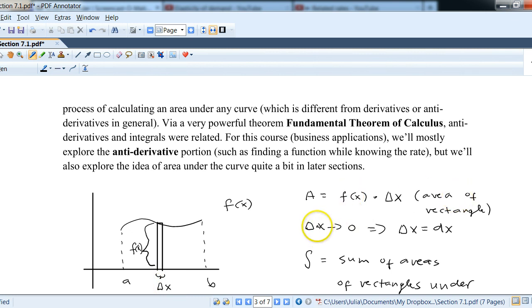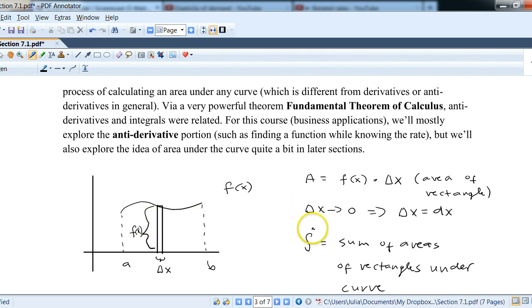Now, as delta x goes to 0, you want those rectangles to be as small as possible. I'll show you a little bit later, maybe in section 7.3, how we can do that. The delta x is actually going to become dx, which is the derivative notation. And if you sum up a lot of these rectangles, in fact, an infinite number of them, this is what the integral represents. The integral, which looks like a fancy S, in fact stands for the sum. It's the sum of areas of rectangles.